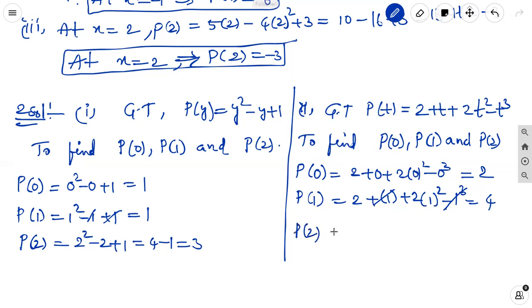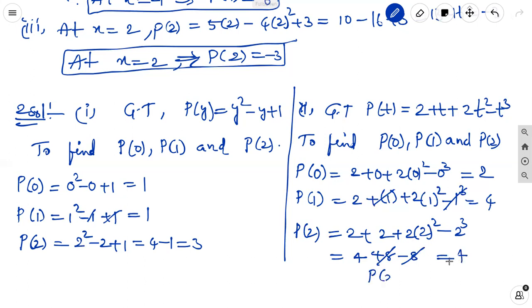P of 2 equal to 2 plus 2 into 2 square minus 2 cube, equal to 2 plus 2 is 4. 2 square is 4, 4 2s are 8. 2 cube means 8. Plus 8 minus 8 gets cancelled. It is equal to 2. Therefore, p of 2 equal to 4.